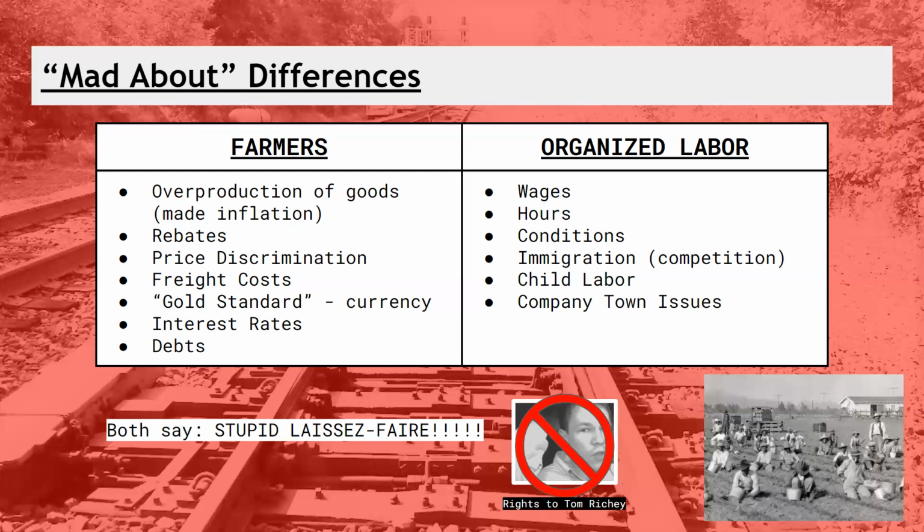Company town issues. There were towns that were completely run by these industries, and the laborers didn't get to do anything about it. The industrialists were kind of mad about this because basically the laborers wanted fewer hours but more pay, and that doesn't really go together. Both say stupid laissez-faire. They don't like that. That's why I put an X over that picture, because that means they can be corrupt and they can do whatever they want.